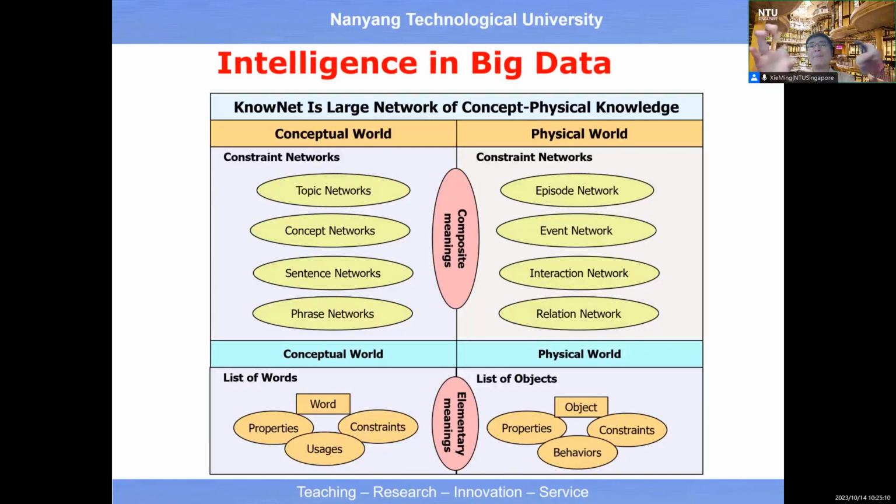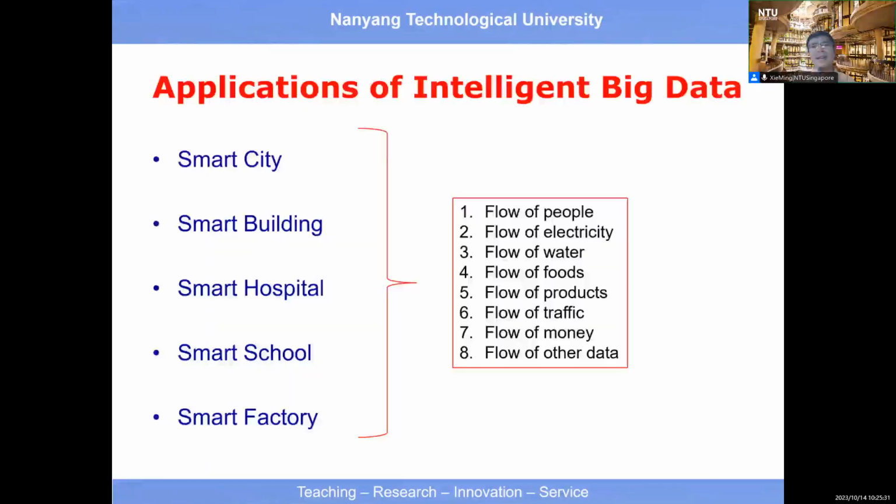Again, now you see this slide. So we believe that this representation of conceptual and physical knowledge is extremely important in AI system, right? And this could be a very important contribution from our research, because this is proposed by us, all right? Okay, so it's very important.